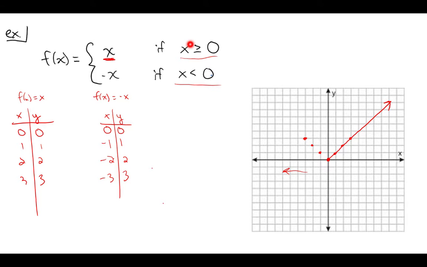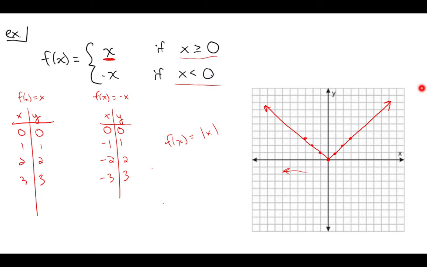Now, since there's already a filled in dot there, it doesn't really matter. But what you would have happening here is this. And if you remember from our parent functions, this actually looks eerily similar to the function f of x equals the absolute value of x. And that's actually what this is. This is a piecewise function which represents the absolute value of x.